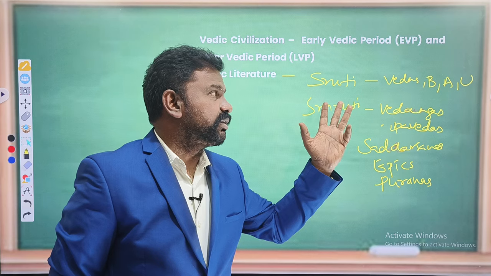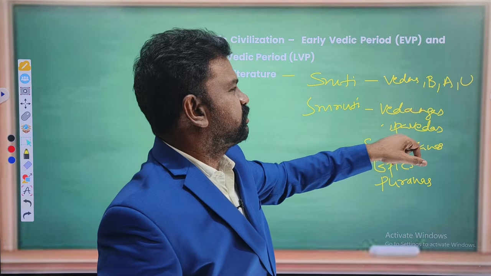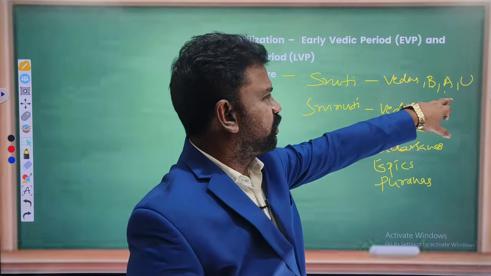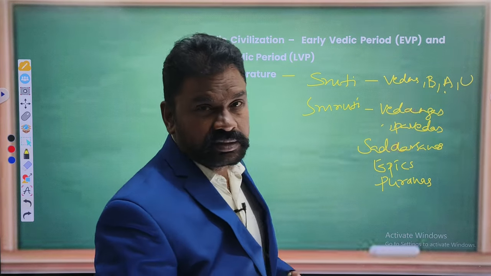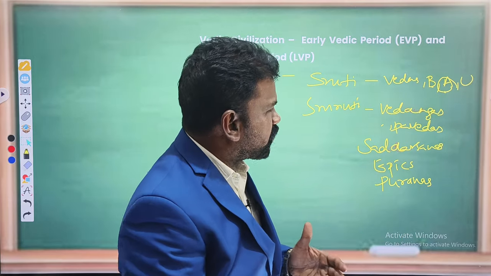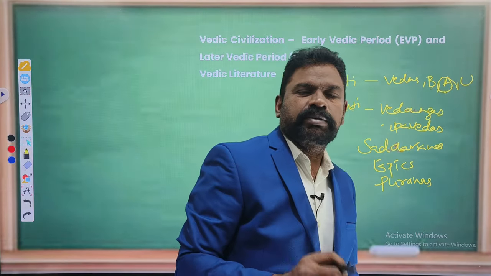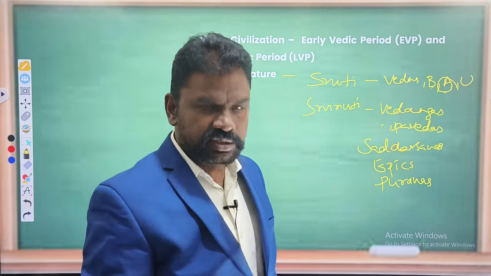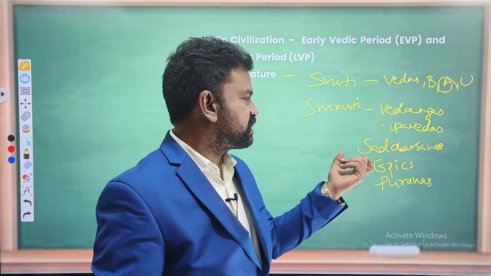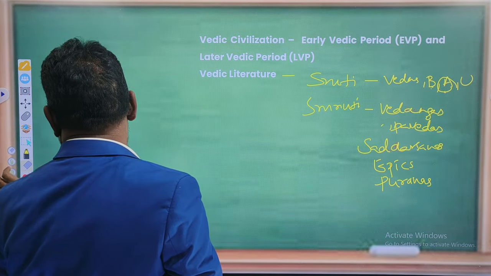Brahmanas are nearly 17. Aranyakas were the appendices of the Brahmanas. Brahmanas deal with the rituals and cults. Aranyakas deal with mystic science, and they opposed the first Brahmanical books. Upanishads deal with the karma theory. Upanishad means to sit at the foot of the teacher and learn. Vedangas are 6, Upavedas 4, Shaddarshanas 6, Epics 2, Puranas 18. All these are the Vedic literature.